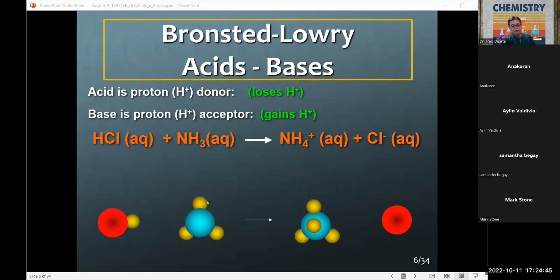All right, so what we have here is kind of a diagram. It's still a model of what's going on. Okay. So the ammonia gains a proton and the hydrochloric acid, in this case, loses or generates a proton.